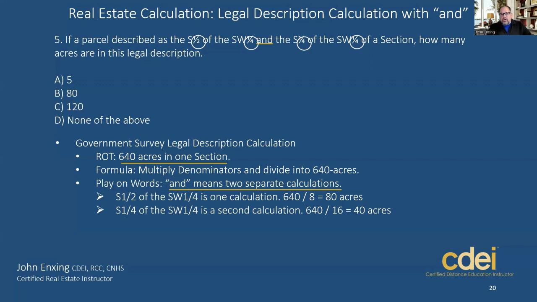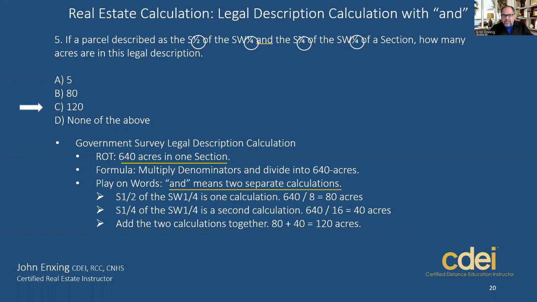Okay. So I've got two separate descriptions, basically, of one section, and you figure them out independently or separately, and then you add them together. So all I'm going to do is take 80 plus 40, and I get 120 acres. Okay. So I'm talking about answer C.